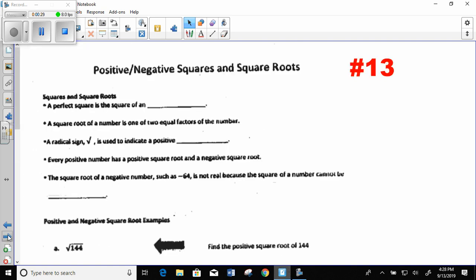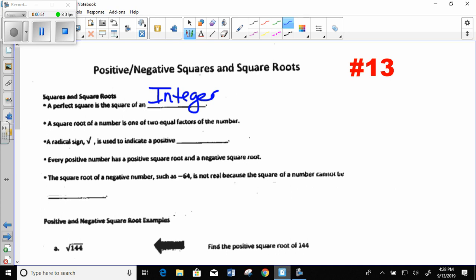So these are the notes we did not get to, but I'm pretty sure that you would be able to answer these on your own. So let's talk about squares and square roots. A perfect square is the square of an integer, which is a number. A square root of a number is one of two equal factors of the number.